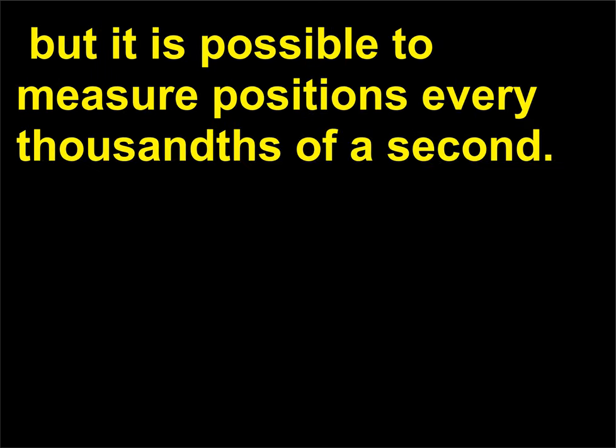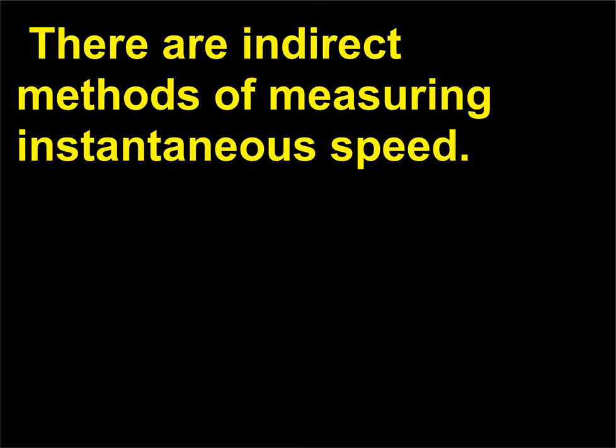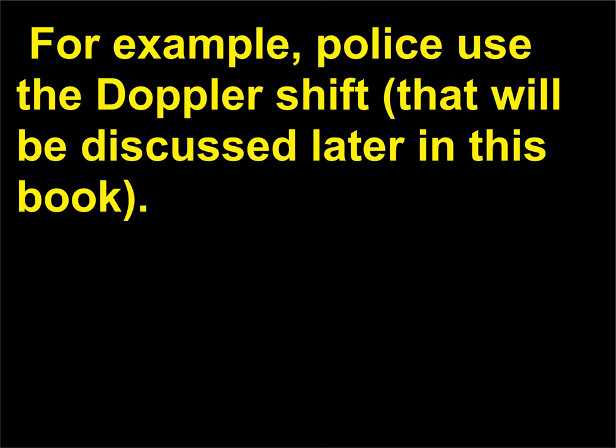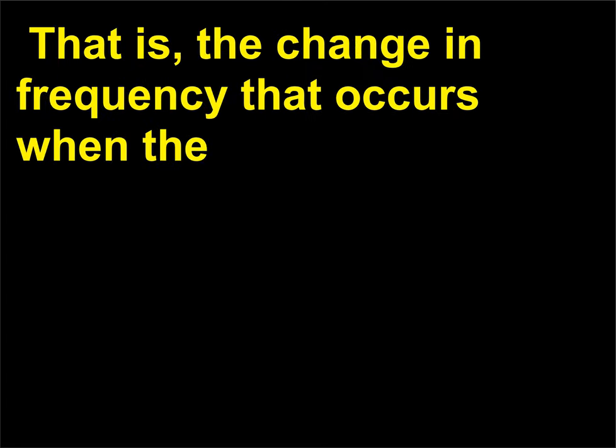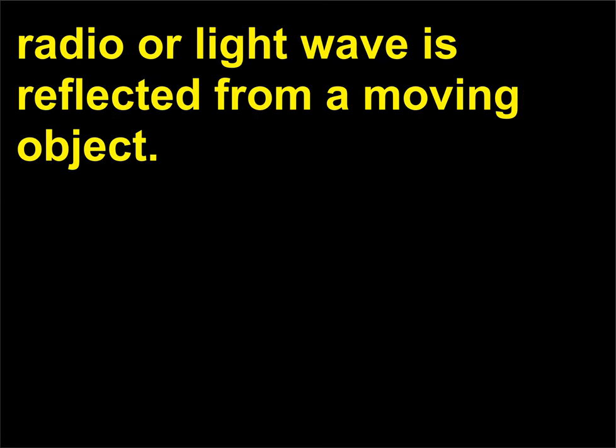In practice, you can't reach the limit, but it is possible to measure positions every thousandths of a second. There are indirect methods of measuring instantaneous speed. For example, police use the Doppler shift, that will be discussed later in this book. That is, the change in frequency that occurs when the radio or light wave is reflected from a moving object.